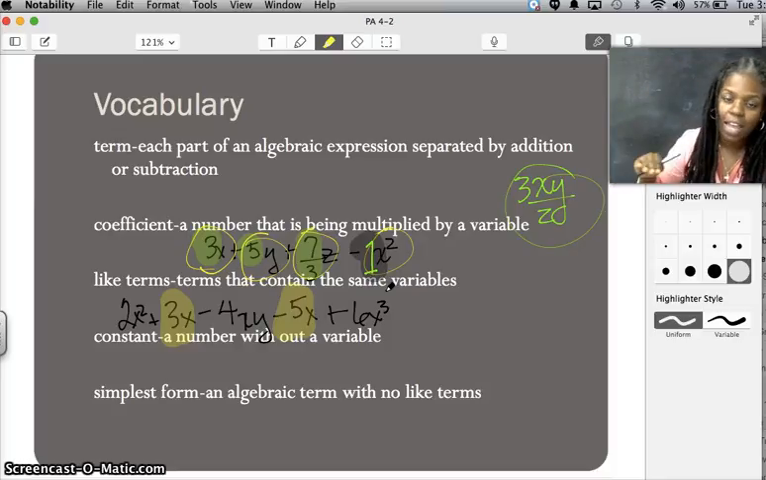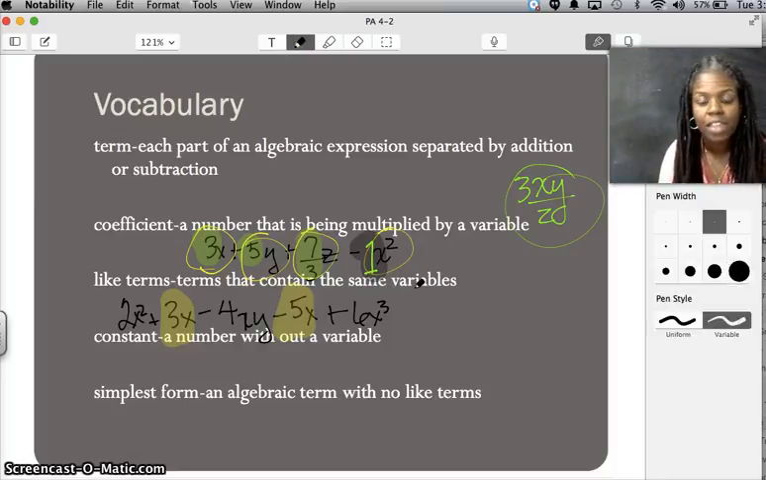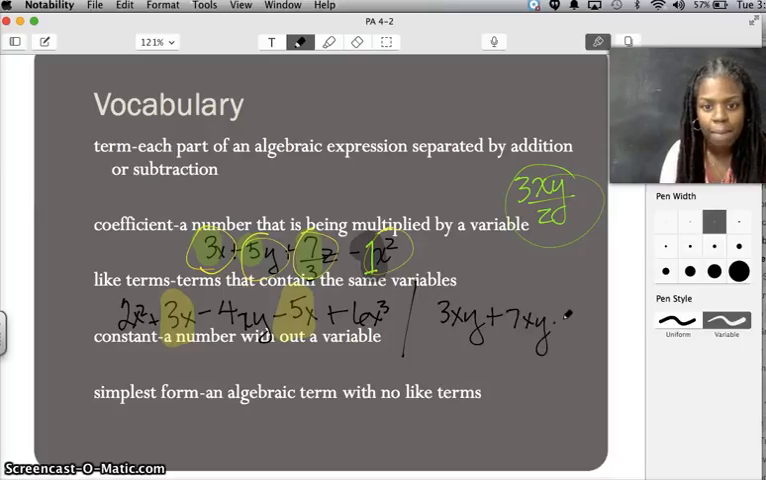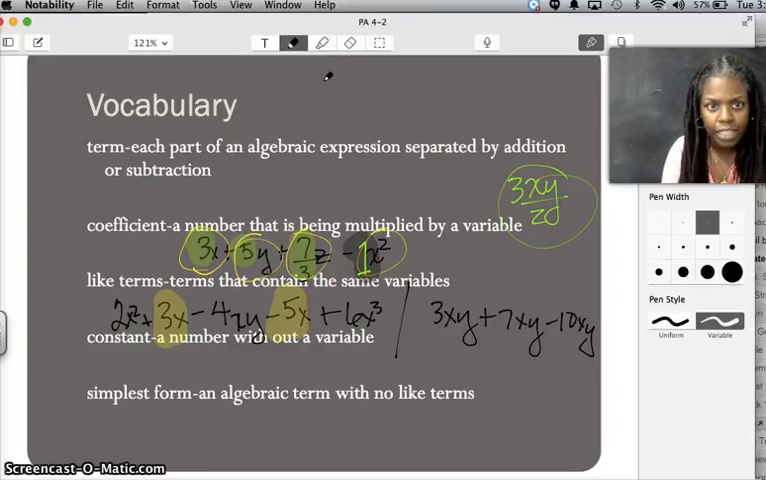So power and the variables are very important in determining whether or not we have the same type or like terms. Another example of like terms would be 3xy plus 7xy minus 10xy. Here I'm adding terms that are alike, okay? And so all of those are alike.